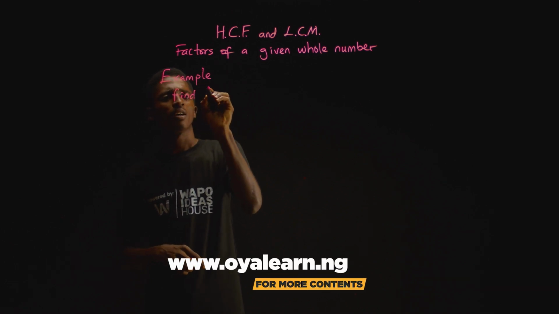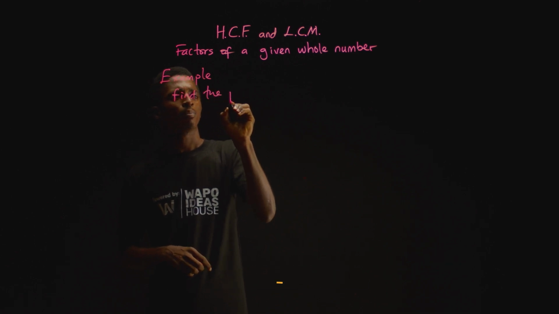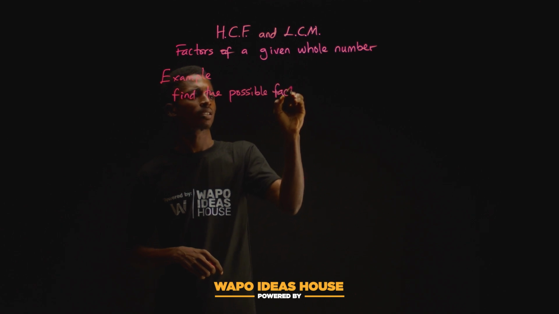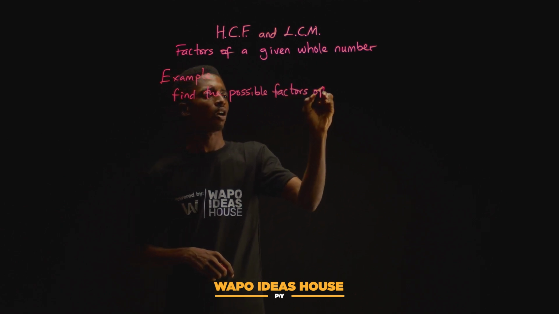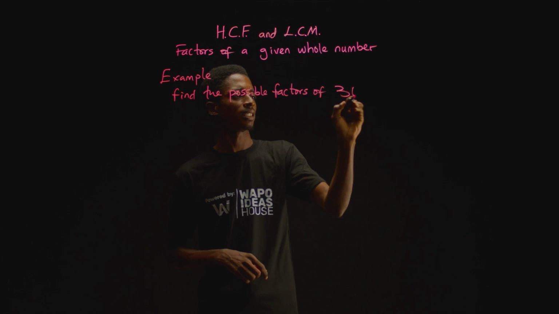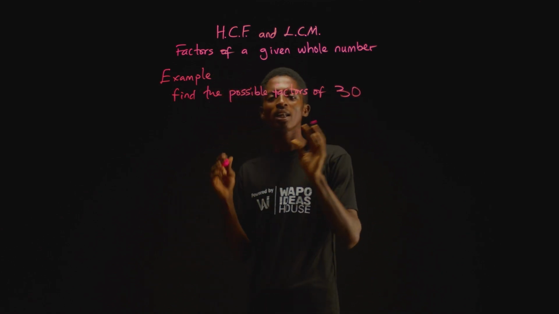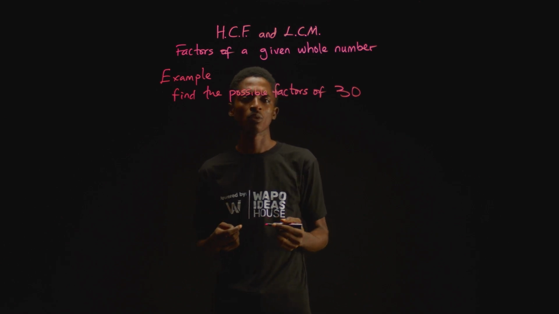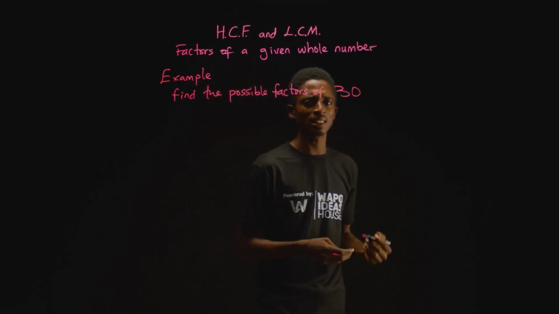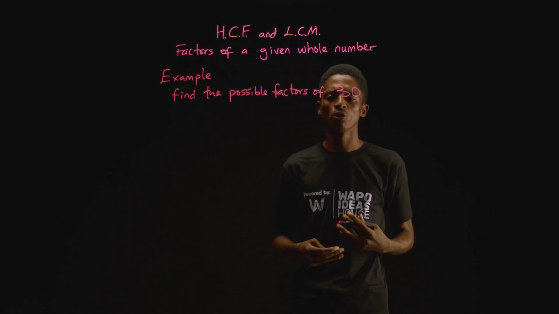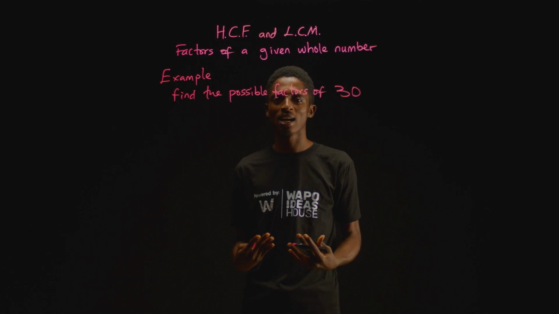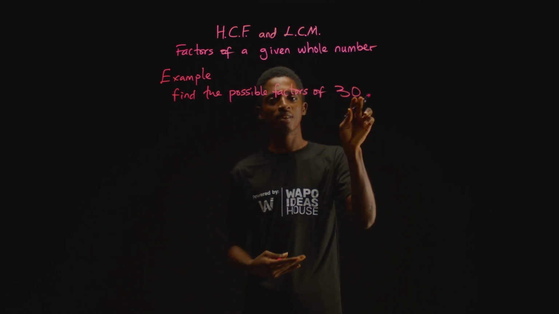Find the possible factors of 30. We're going to learn how to find the factor of this whole number 30. To get the factors of 30, one simple exercise you can do is to find two numbers that when you multiply them together, the result is going to be 30.